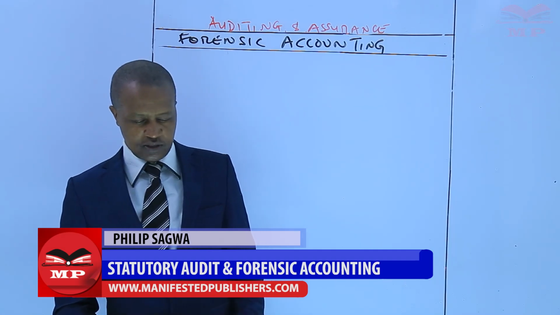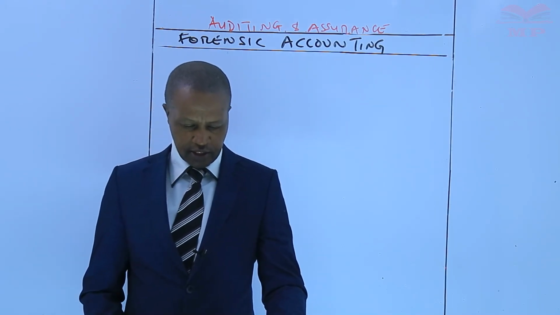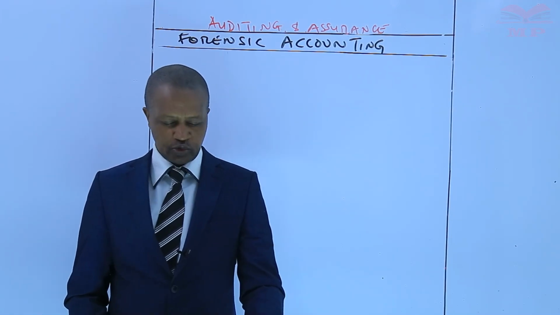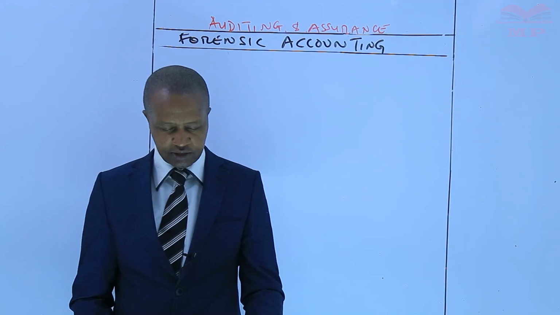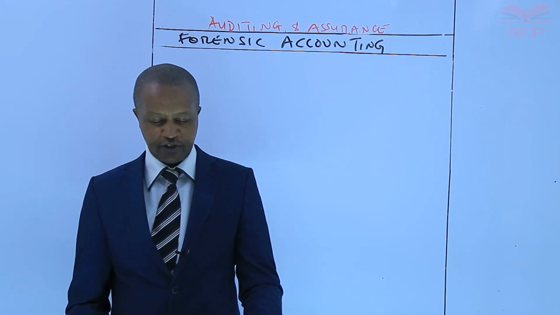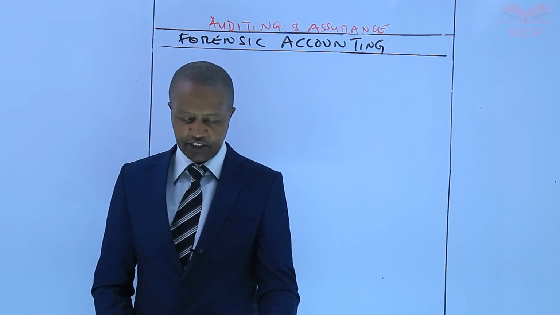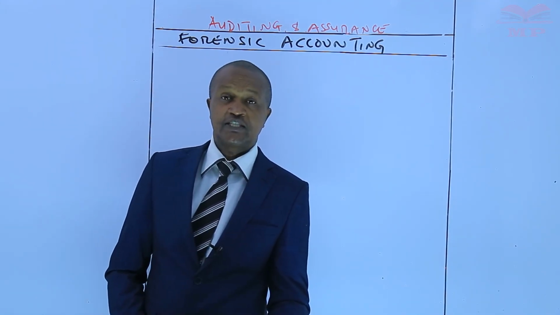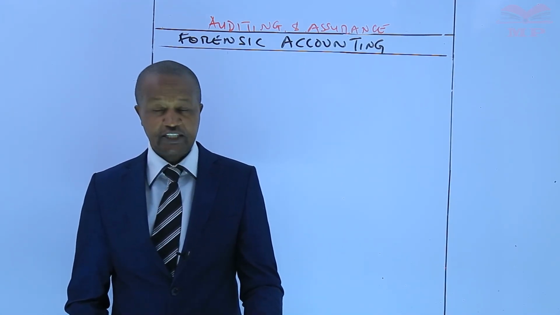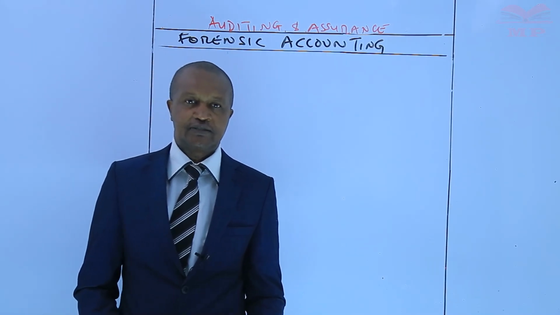Today we are going to look at a new topic which is known as forensic accounting. Forensic accounting is organized into 5 subtopics. Number 1 is difference between a statutory audit and a forensic audit. Number 2, conduct of forensic investigations. Number 3, rules of evidence in court proceedings. Number 4, regulations and standards on forensic accounting. Number 5, applicable codes of ethics.